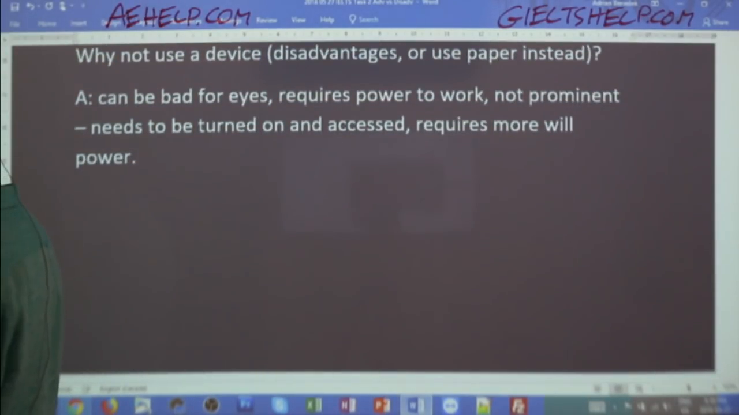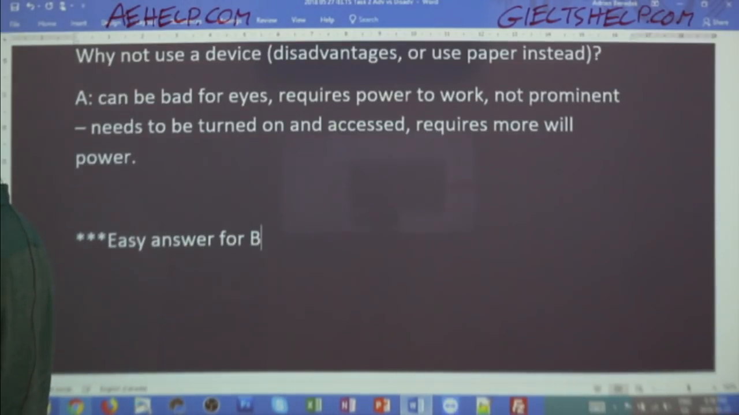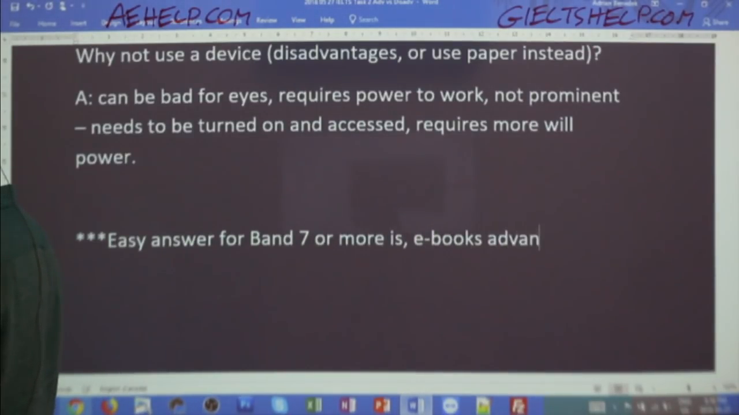So easy answer for band 7 or more is ebooks advantages outweigh the disadvantages.